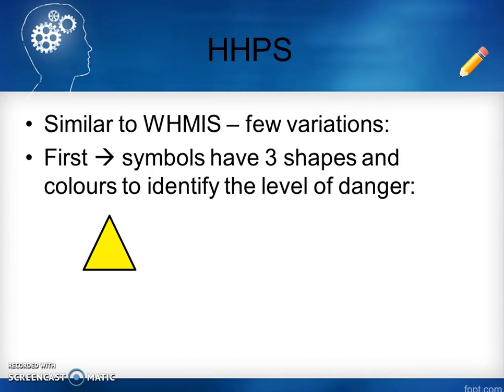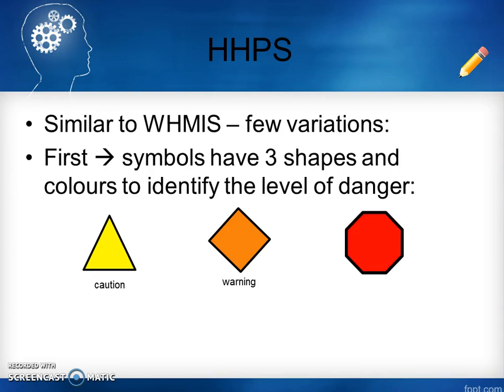So the first one here is kind of a yellow triangle, and that means caution. Be careful. The next level is this orange square, and it's a warning. And then the red stop sign is very dangerous. So if you see this one here, yikes, it's dangerous, not just a warning or a caution.